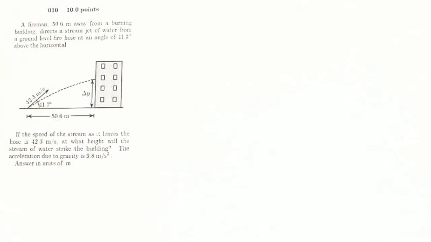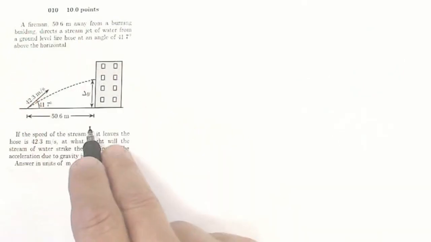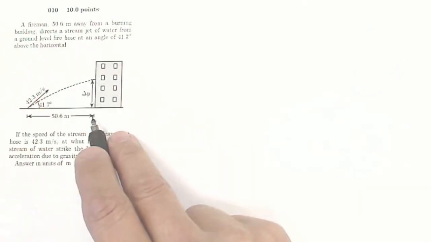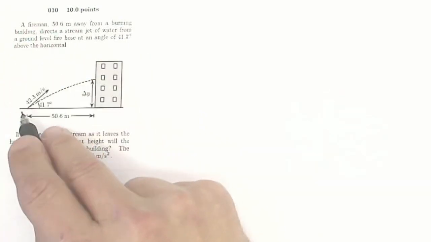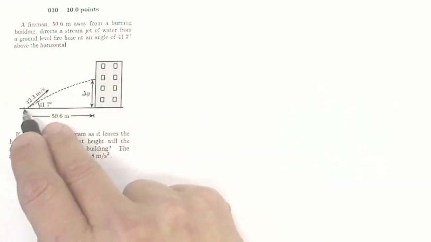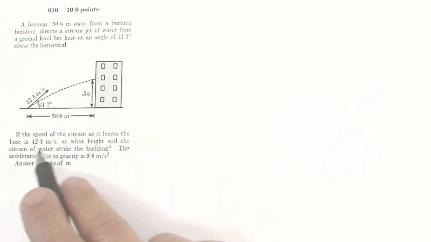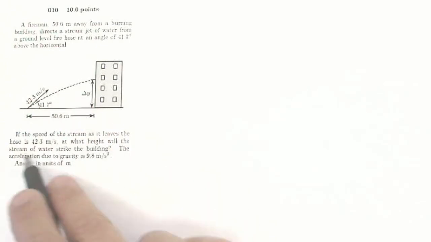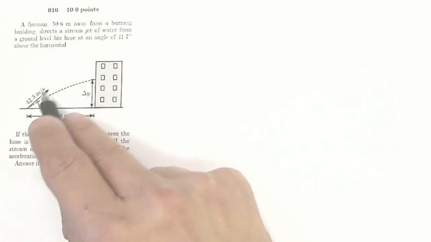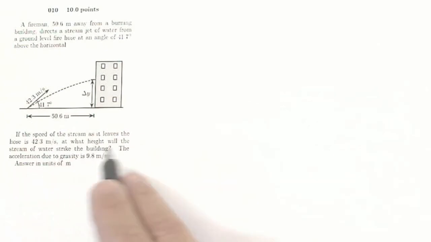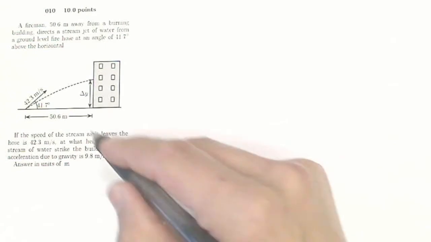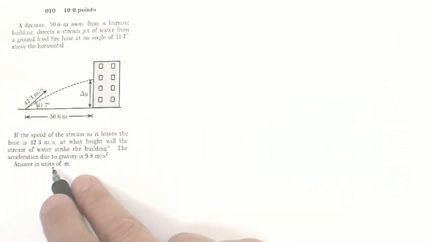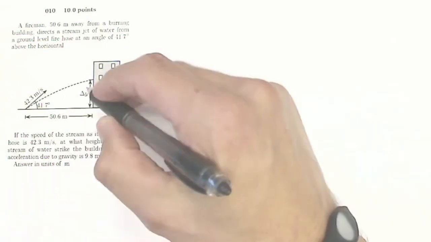This is physics homework number 8, question number 10. It says a fireman 50.6 meters away from a burning building directs a stream jet of water from a ground level fire hose at an angle of 41.7 degrees above the horizontal. If the speed of the stream as it leaves the hose is 42.3 meters per second, at what height will the stream of water strike the building? I'm looking for this height above the ground. The acceleration of gravity is 9.8 meters per second squared. So I need a height.